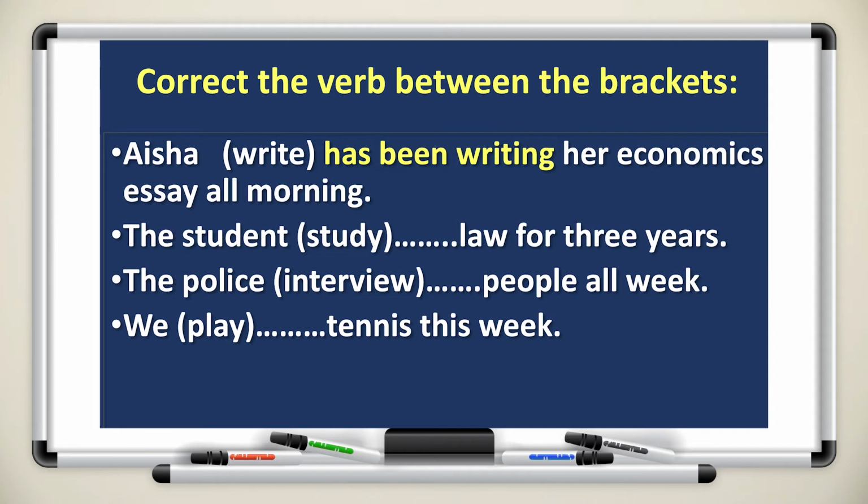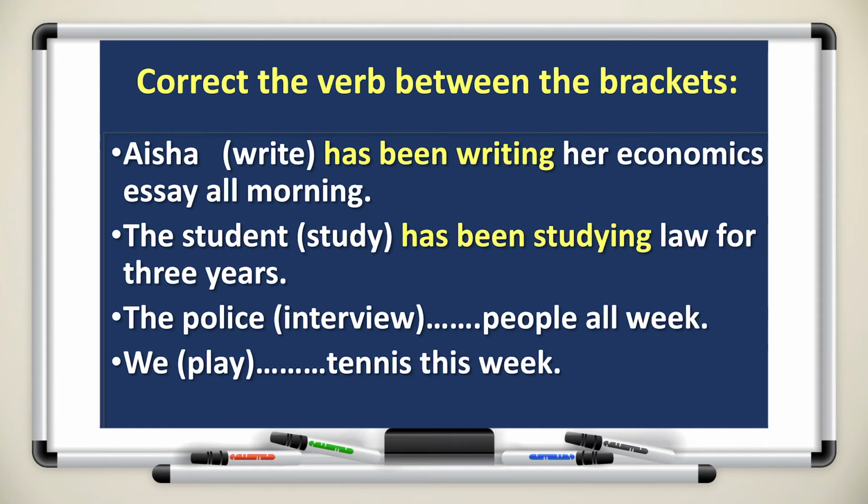Now what I want you to do, try to pause the video, attempt to answer the next three questions, and then come back to check your answers. Excellent. Let's look at the next question. The student, now notice this in the singular form, study law for 3 years. What do we say? The student, because it's singular, we're going to use has. The student has been studying law for 3 years.